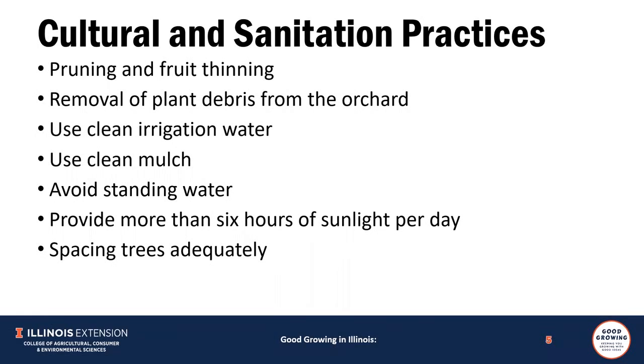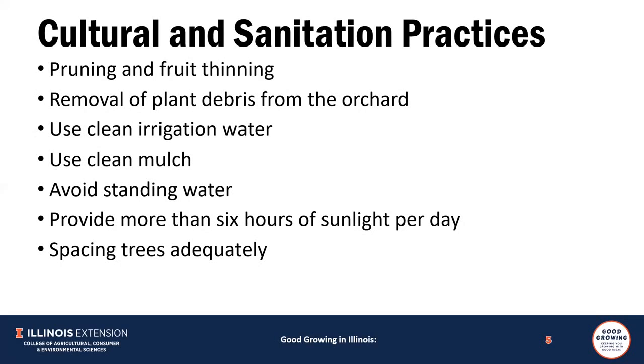If you do have fungal diseases or other plant debris, even fruit that may fall, it's a good idea to pick that fruit up and get it out of the orchard or out of your planting. And so if you come to a time of harvest, it's good to pick not only the good fruit, but also the bad fruit as well. And you want to make sure that you have clean irrigation water, clean mulch, just good sanitation practice.